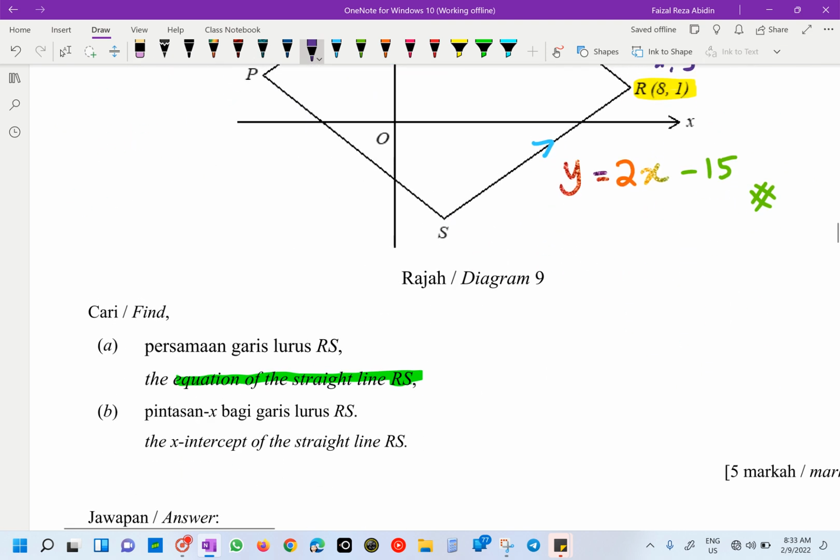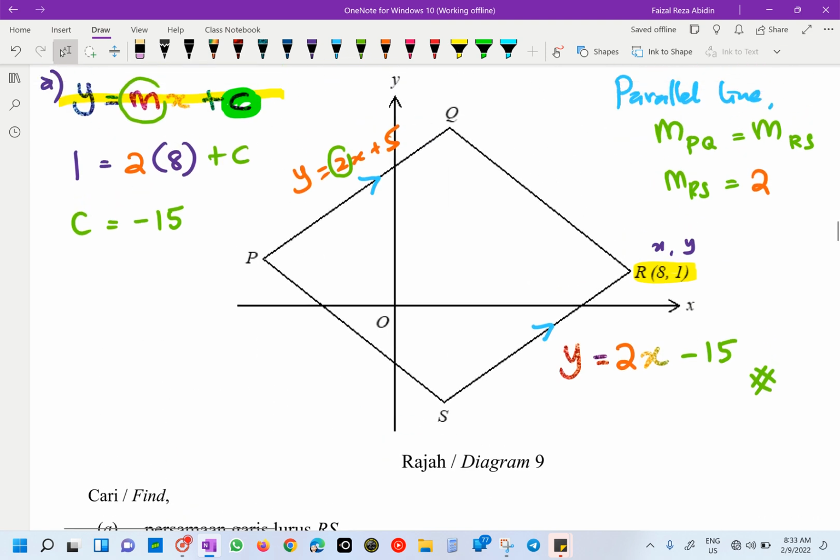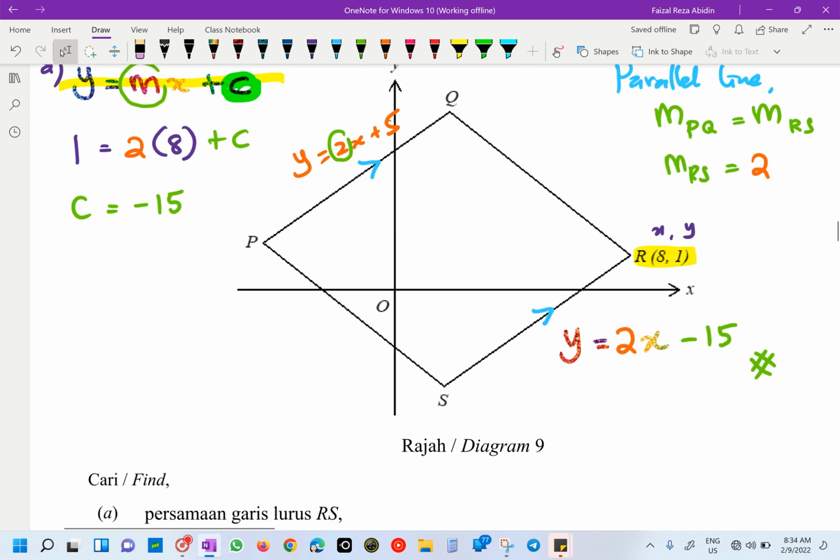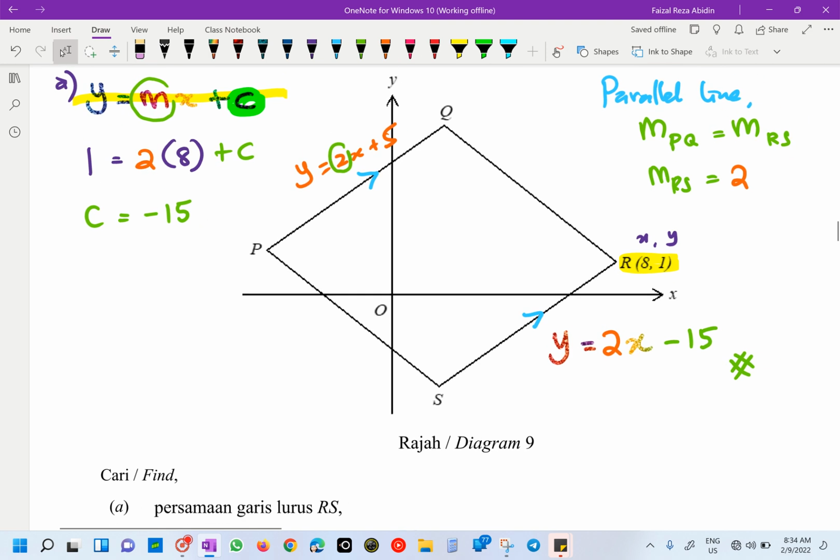Next. Find the x-intercept of the straight line RS. This one is going to be related with our equation of straight line. Kalau you dapat y equals to 2x minus 15 is correct, so B you are going to get correct. Why? Sebab you nak dapat apa? X-intercept. So, when x-intercept, what does it mean? Y equals to 0. Yes. If the question is asking for y-intercept, x is going to be 0. Kan? Faham tak?